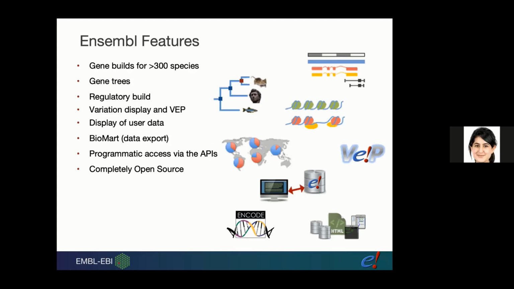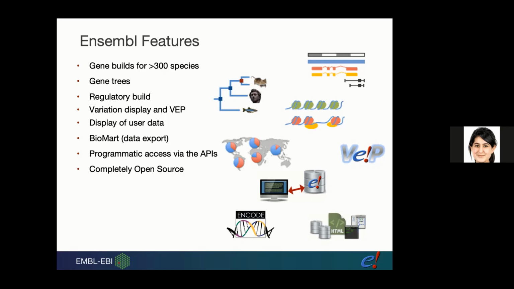let's talk about Ensembl features. Ensembl is a comprehensive database. It's composed of different features, including genome assemblies and gene builds for over 300 vertebrates. We also have some comparative genomic analysis, which we calculate in-house. This includes whole genome alignments and gene trees. We also have regulatory builds. These are regulatory features that are annotated from experimental data in human and mouse.